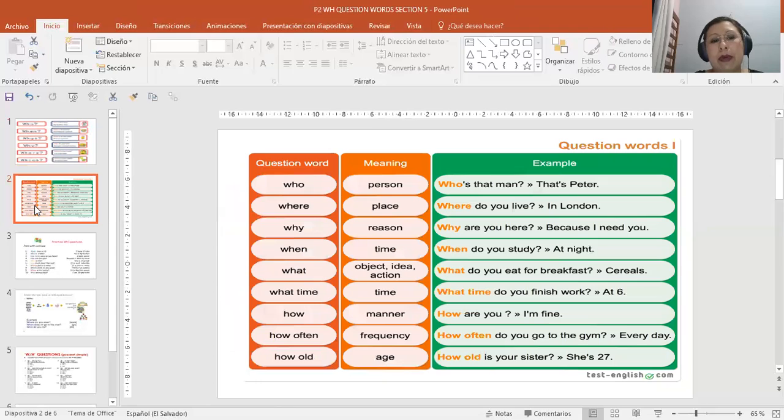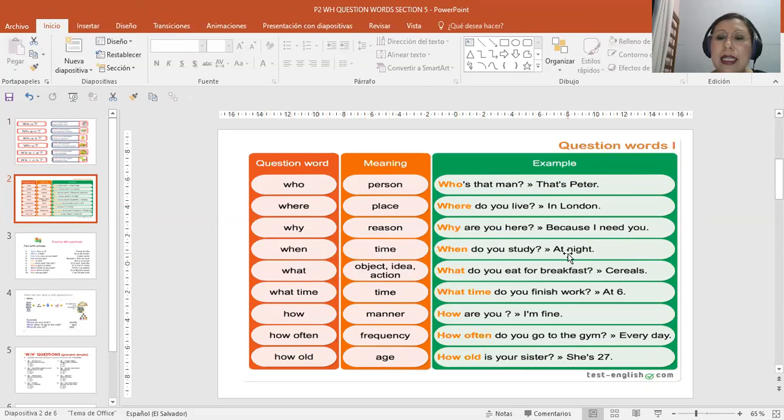Okay, examples. The question word who is used for person. Who's that man? That's Peter. Where? We use where when we're talking about places. Where do you live? In London. I live in London. Why? When we are asking for a reason. Why are you here? Because I need you. When? When we are asking about time. When do you study? At night.